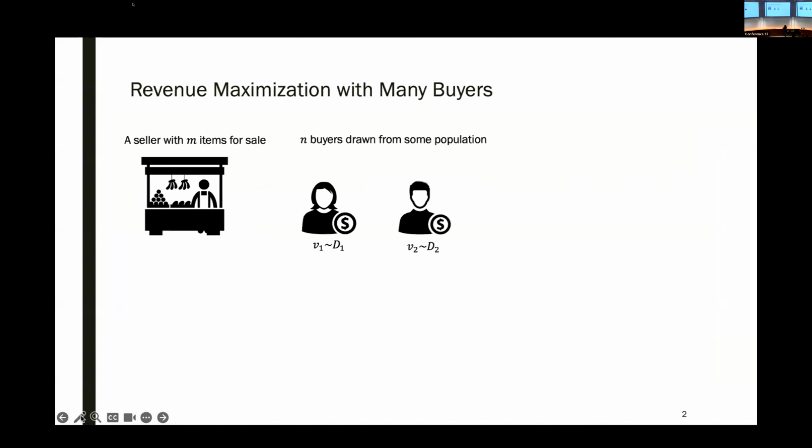Okay, so let me say what the work is about. We're going to look at a multi-buyer revenue maximization problem. So we have a seller with many items to sell, and we have many buyers with combinatorial preferences over these items. And these buyers have values drawn from a known distribution each. So I'm going to think of D_i as being the value distribution of buyer i. This is known. And the value of each buyer is just a function that maps any subset of items to a real number.